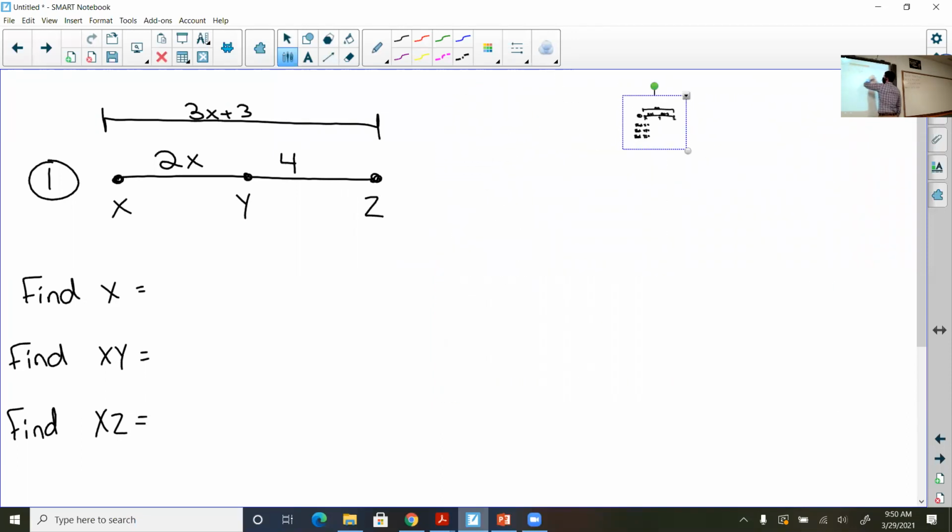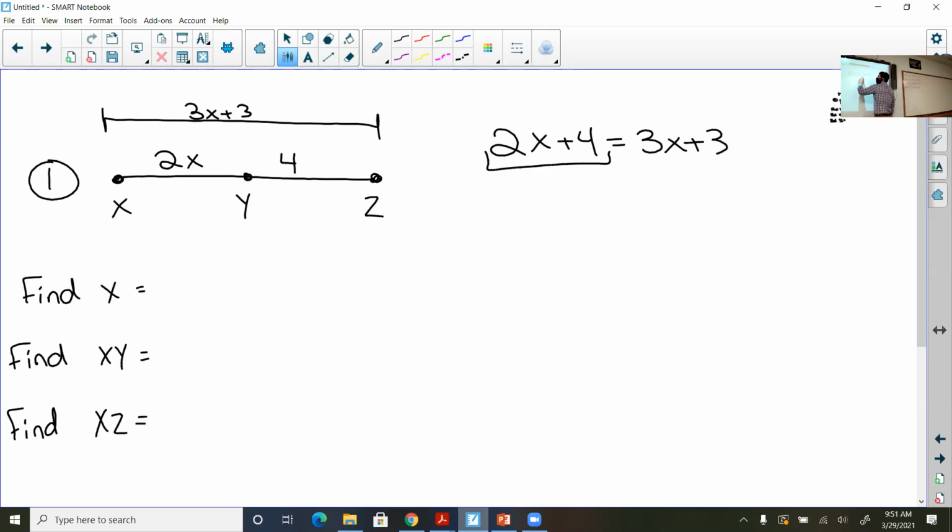Shrink it down. Okay. So if I want to solve for what the value of x is, and this was my bad, I probably should have used a different variable because we have point x and variable x, so I apologize for that. But that's okay, I'm over it. All right, so 2x plus 4 is equal to 3x plus 3. Because again, this is the sum of the two parts, and that is equal to the whole of the entire segment.